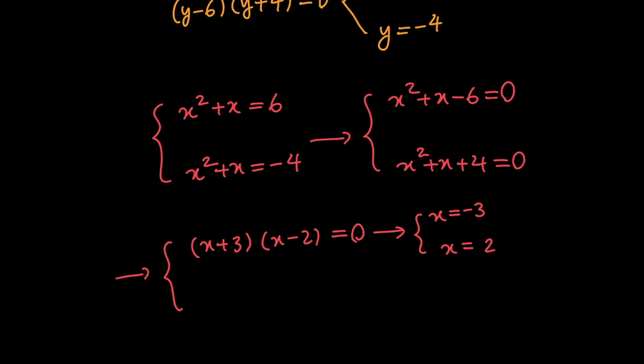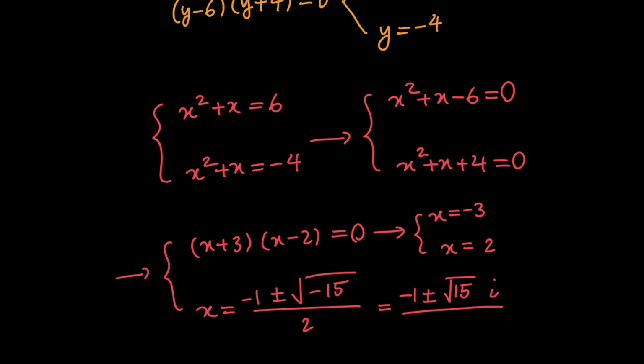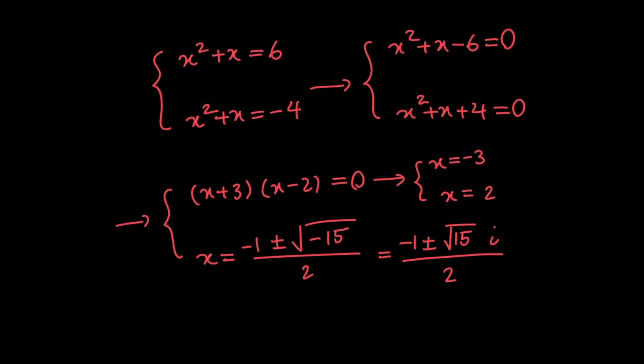But to solve the second one, we need to use the quadratic formula because we're going to get some complex solutions. So if you do that, we're going to have x equals negative 1 plus or minus the square root of 1 minus 16, which is going to be negative 15, all divided by 2. And this equals negative 1 plus or minus root 15 times i, divided by 2. Great. So we solved for four solutions. And this brings us to the end of the first method. Let's go ahead and take a look at the second one.